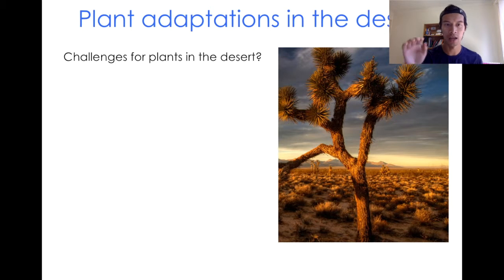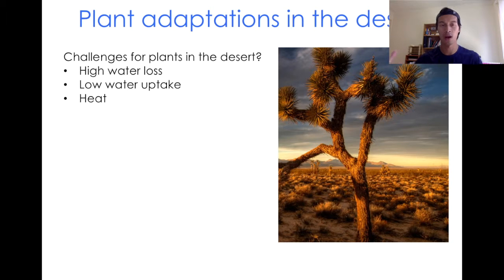Now, how do plants survive in the desert? The challenges for plants in the desert often revolve around the fact that when they're in the desert, they experience a lot of water loss. There's not a lot of water available in the desert, so there's low water uptake, high water loss, and also heat stress that the plant often experiences. And so plants have to work their way around that.